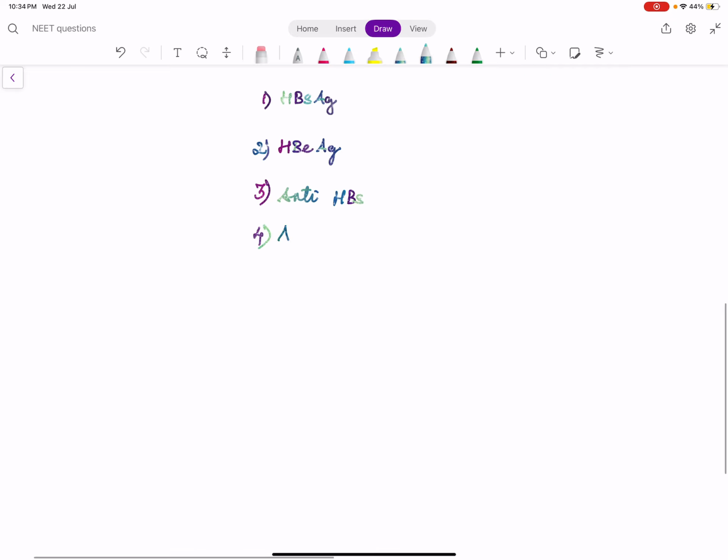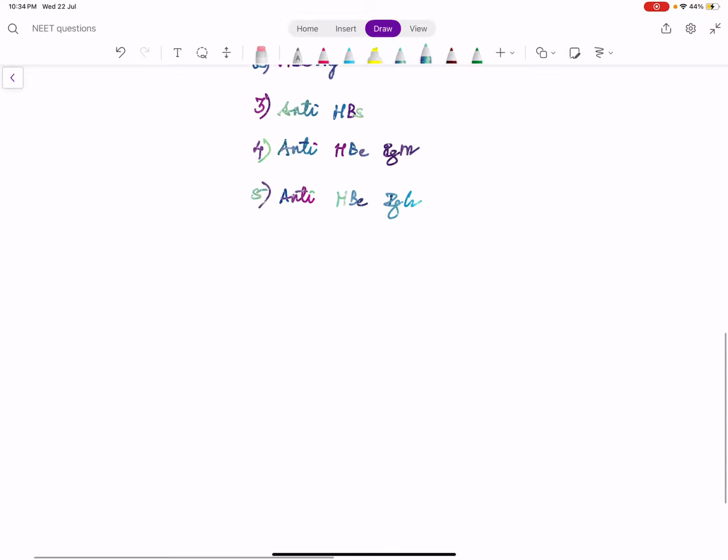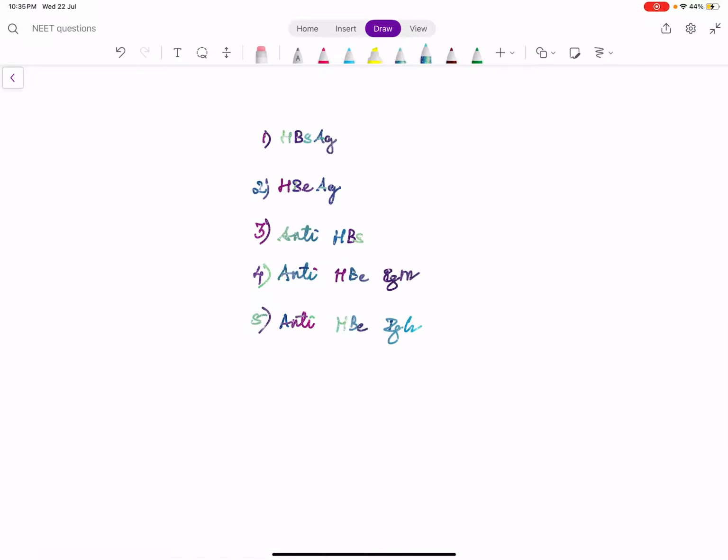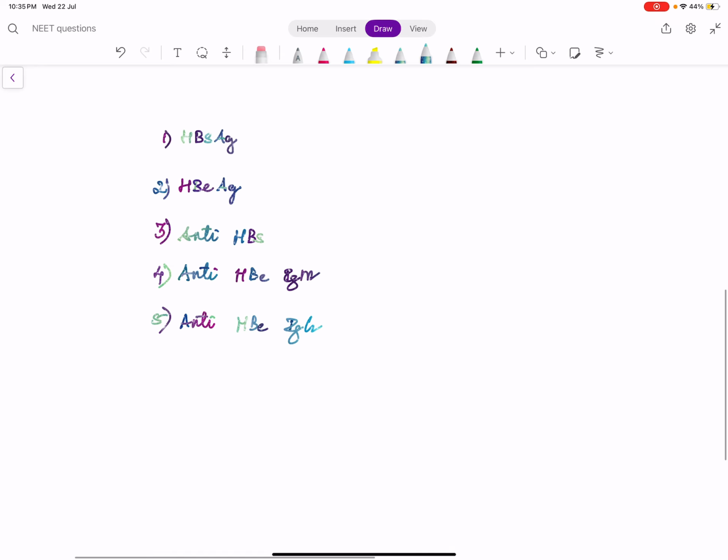But anti-HBc, we take it as IgM and IgG. We'll keep it like this for ease of purpose. But usually IgM is measured and total is measured. The difference will give you the IgG level. If total is elevated and IgM is absent, the entire thing will be IgG. If total is elevated and IgM is elevated, obviously IgM and IgG both are there.